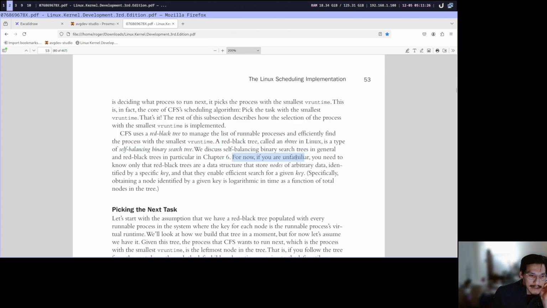If you're unfamiliar, you need to know only that red-black trees are a data structure that stores nodes of arbitrary data, identified by a specific key, and that they enable efficient search for a given key. Because it's basically a binary search tree and it's self-balancing, searches tend to be really fast. You don't go that deep because the tree is always being balanced, versus a search tree that isn't self-balancing, which could degenerate into a very linear tree. Specifically, obtaining a node identified by a given key is logarithmic in time as a function of total nodes in the tree.